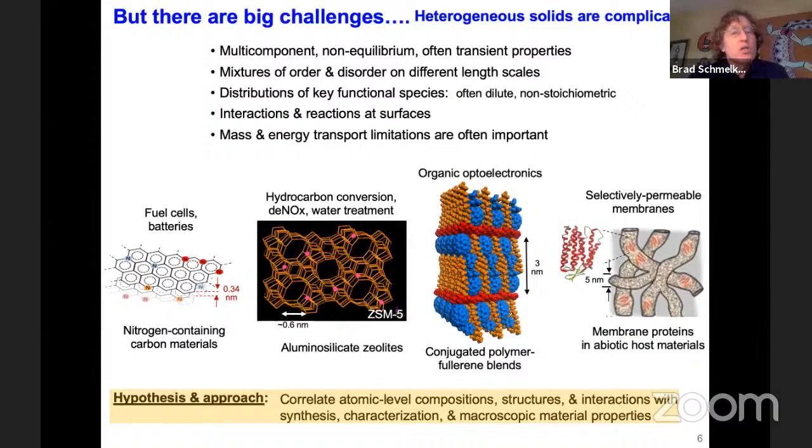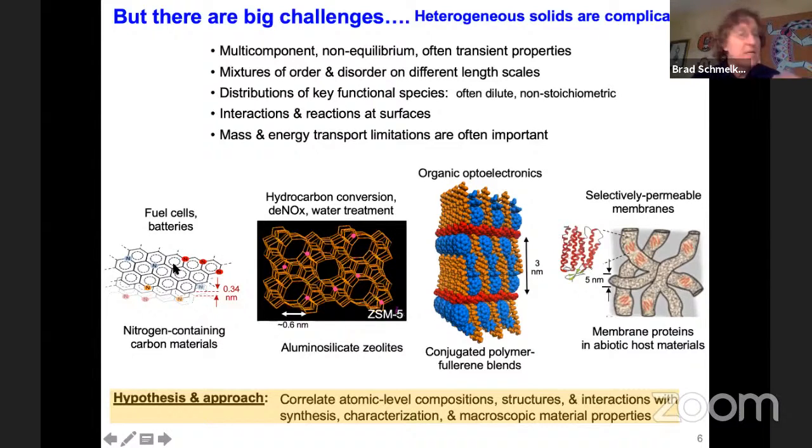There are big challenges associated with trying to understand them and improve them or even develop them, because they're synthesized under multi-component, non-equilibrium, and generally transient conditions and properties. They have mixtures of order and disorder on different length scales. So you see what I show here. Most of these in these cartoons look crystalline, but in fact, it's the non-stoichiometric distribution of these functional species, like these aluminum heteroatoms in the zeolite that I show here, or the non-stoichiometric distributions of nitrogen in these carbon materials, which we're going to pay close attention to.